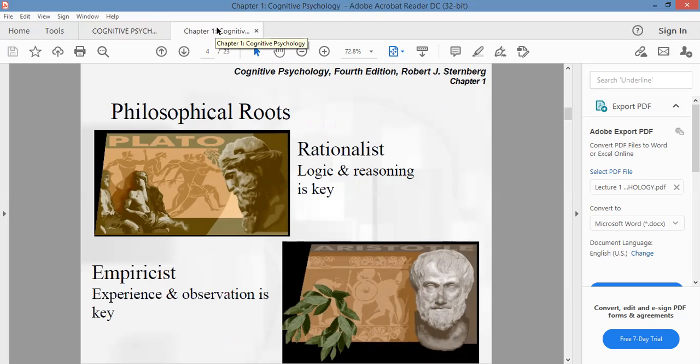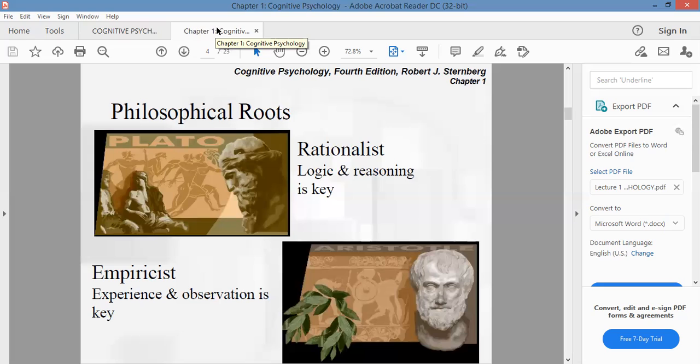Then comes the empiricists, the experientialists, and so on. For them, experience and observation is the key. They say we were born tabula rasa, which means we were born a blank slate. Coming back to the rationalists, they mention cogito ergo sum, which means "I think, therefore I am", which tries to explain the concept that logic and reasoning is the key to life. But the empiricists believe in experience, observation, and learning, that a person is not born with knowledge.